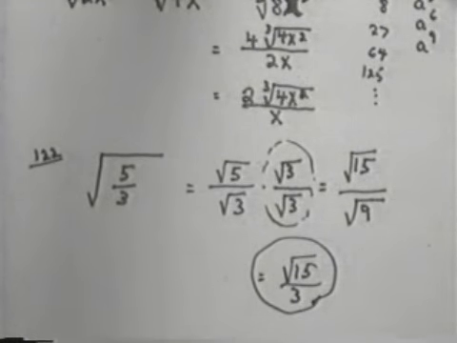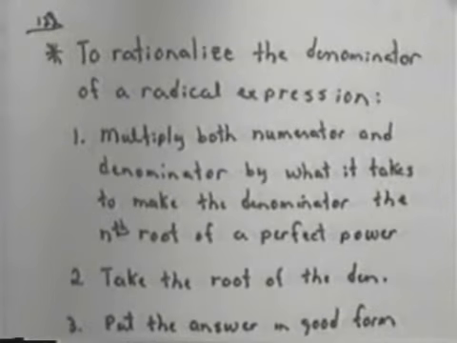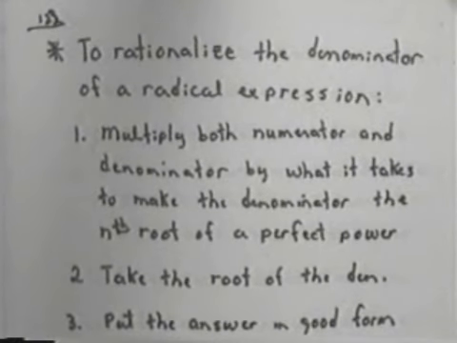Now I'm going to give you the rule in verbal form. So I'm going to verbalize what we have just been doing. To rationalize the denominator of a radical expression, the first thing you do is multiply both numerator and denominator by what it takes to make the denominator the nth root of a perfect power.